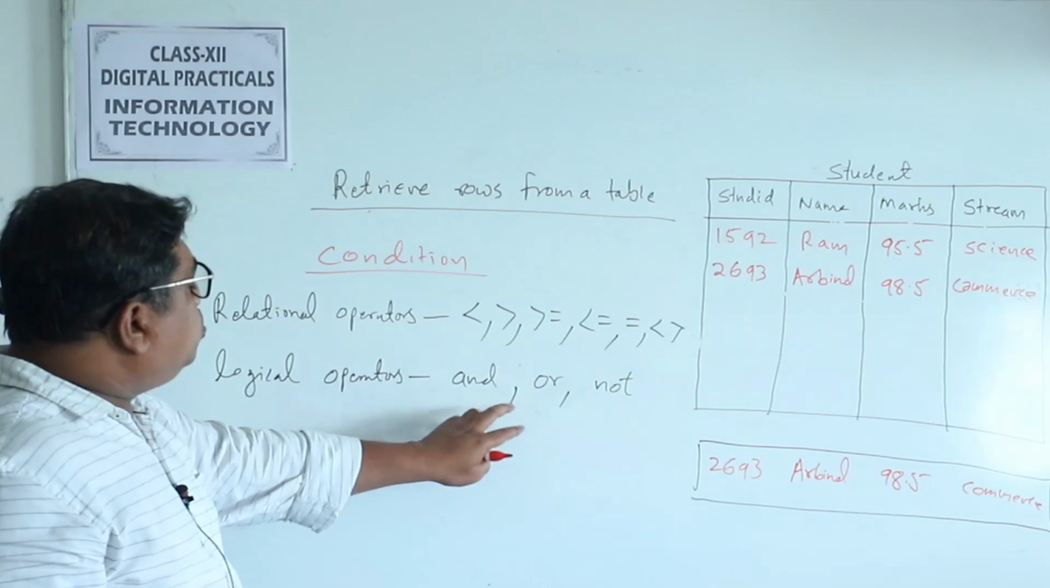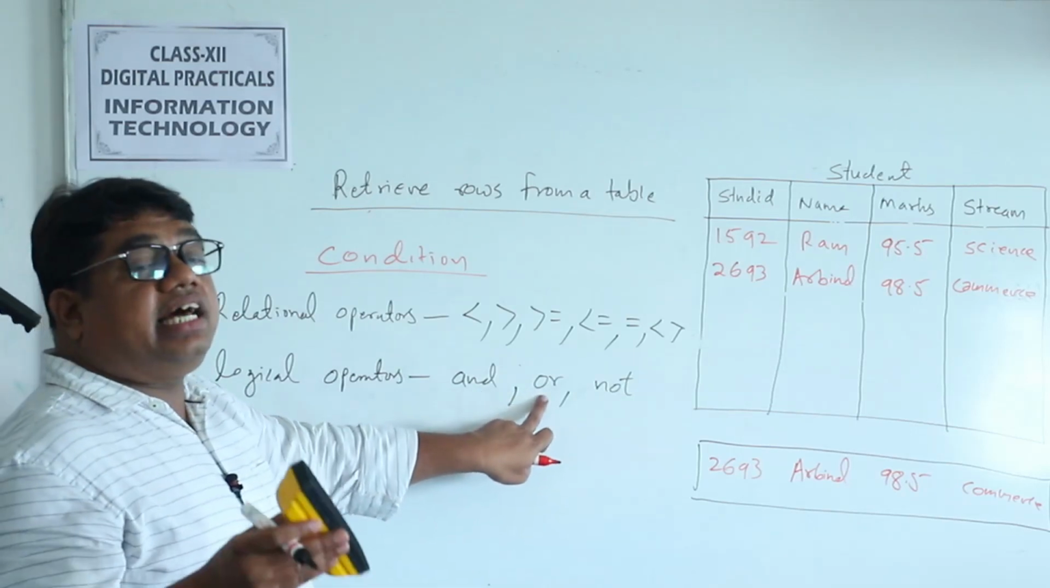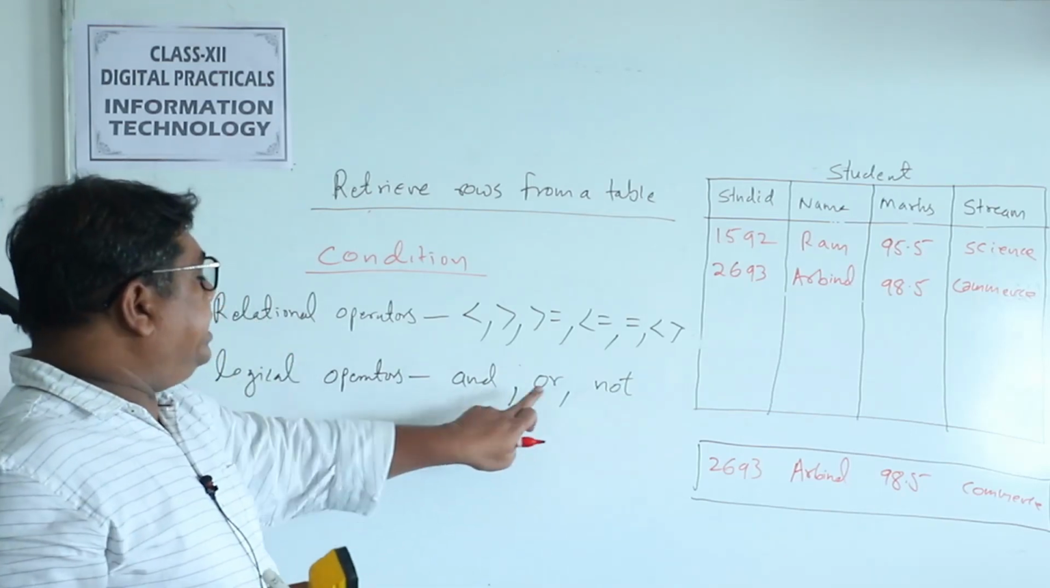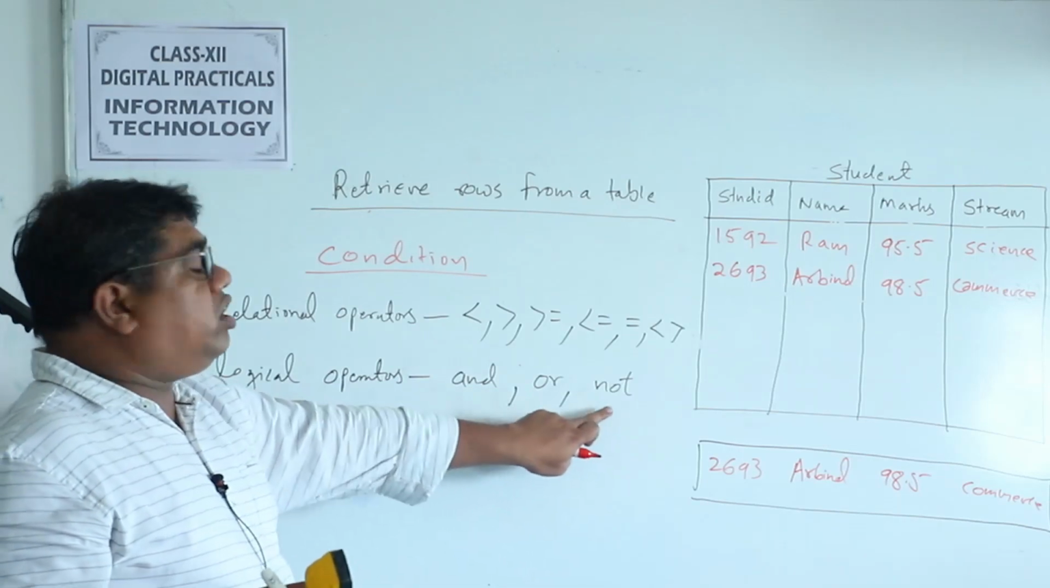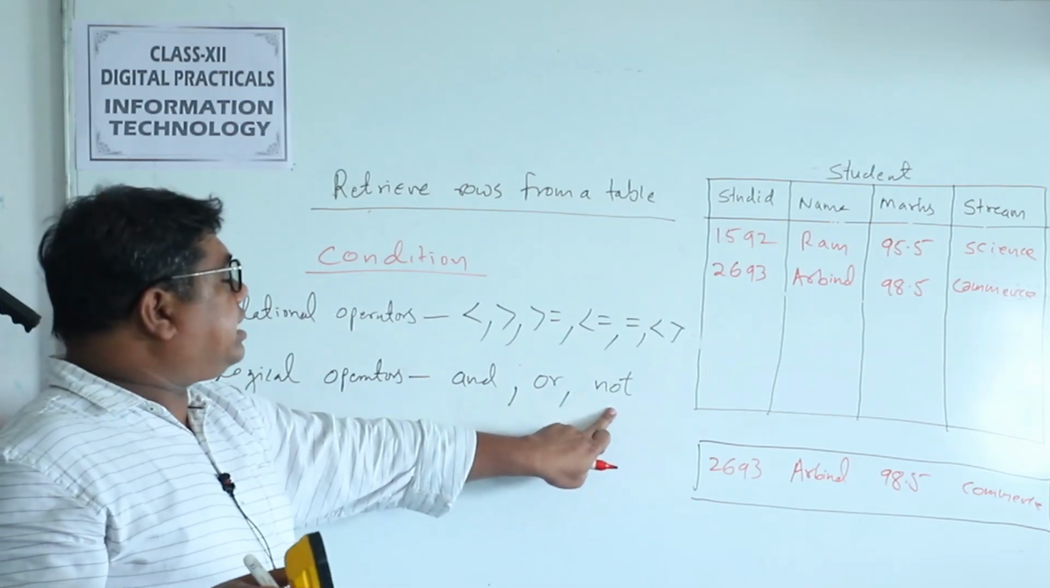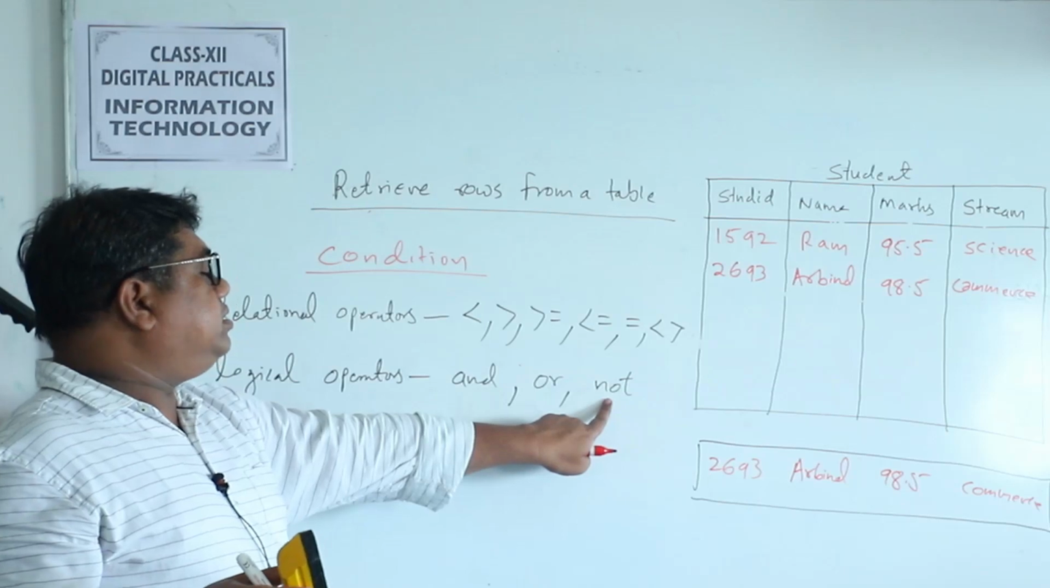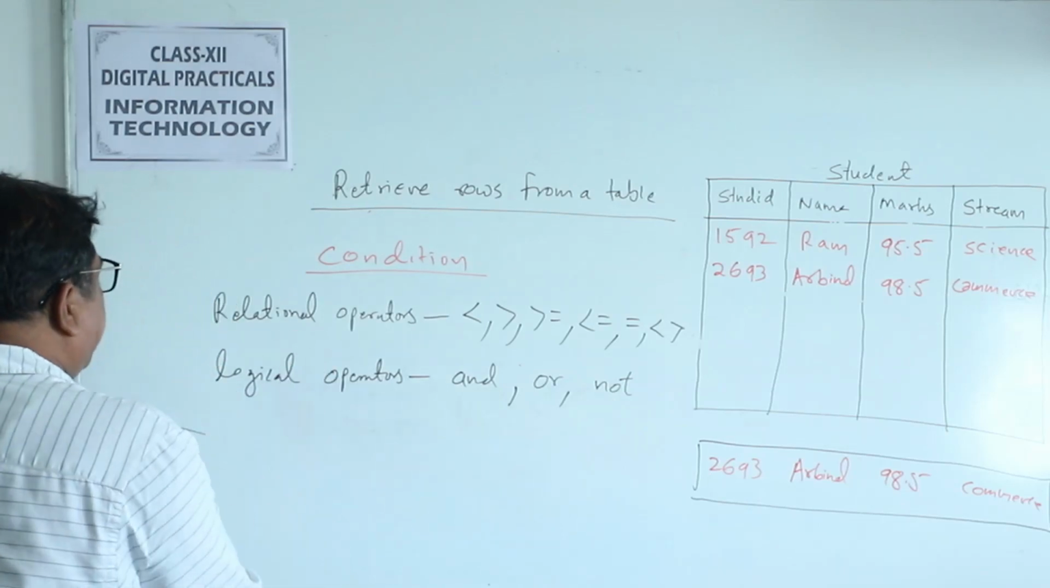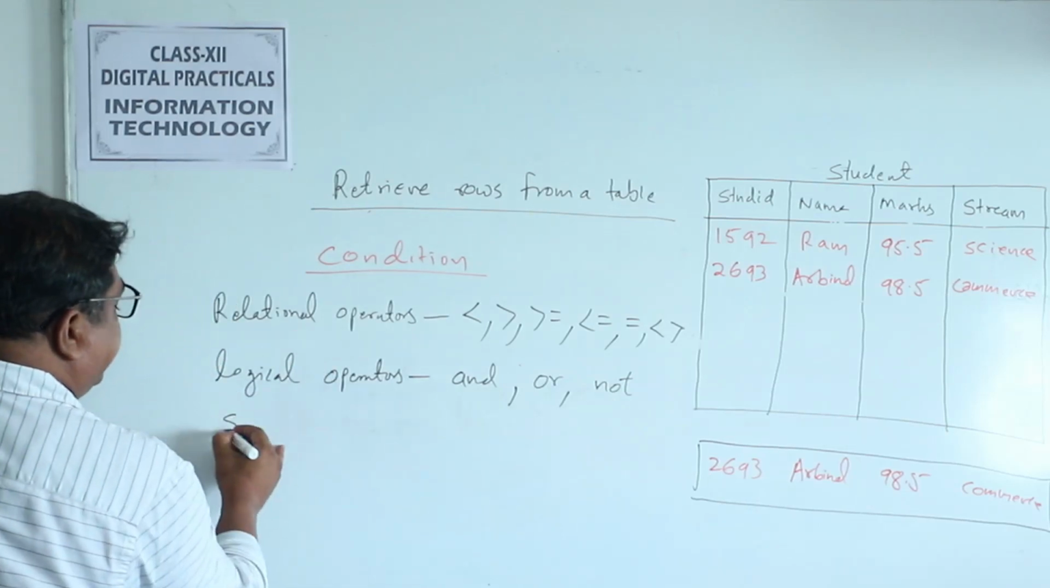Out of these, AND and OR are binary operators. They connect two conditions, and NOT is a unary operator. It connects only one condition. And apart from that, we have some special operators.